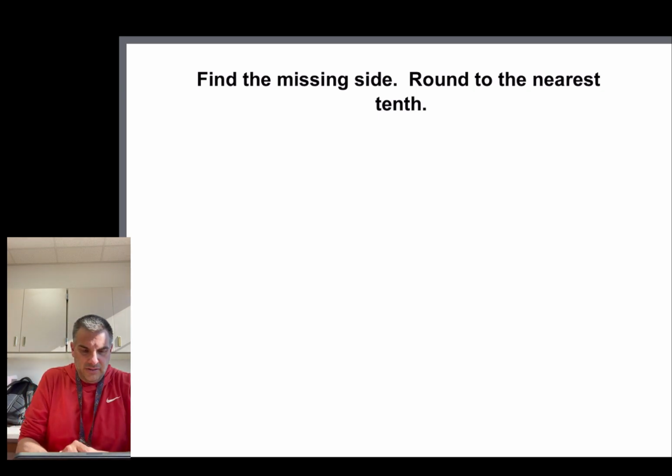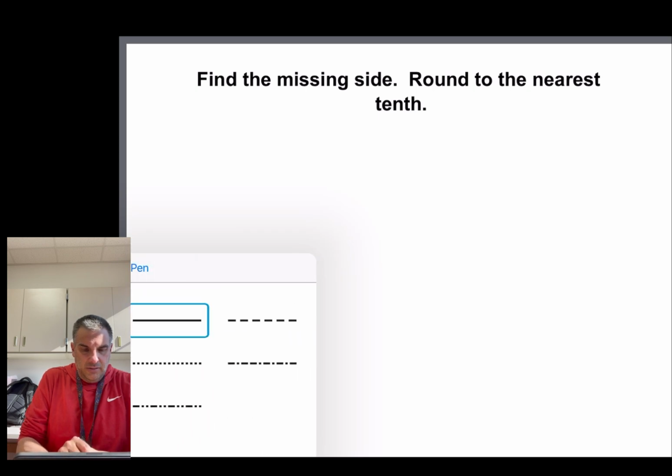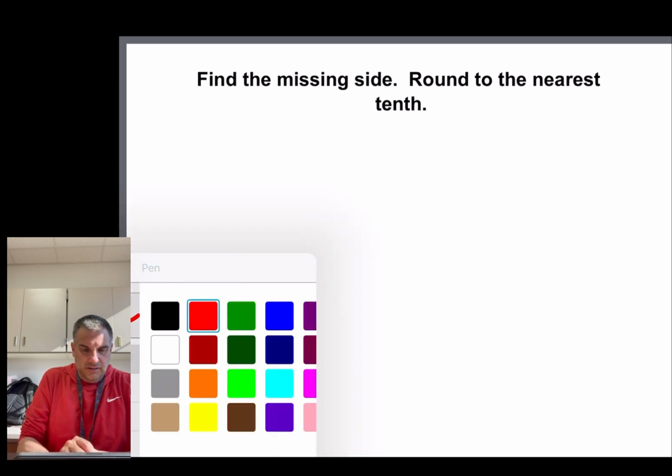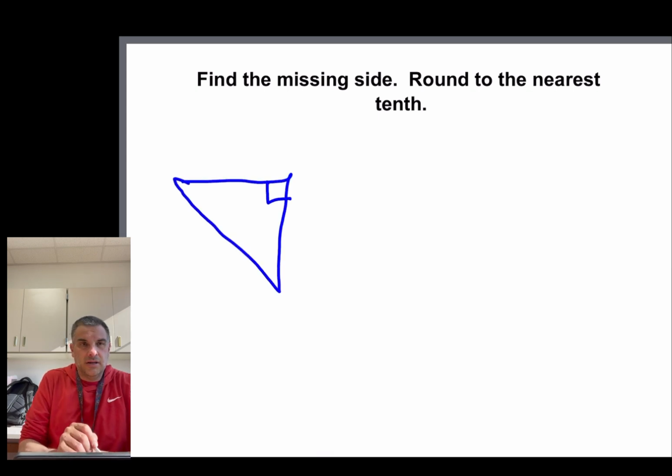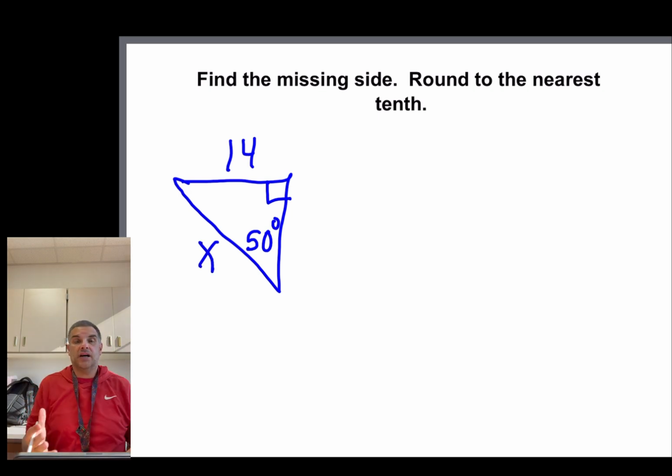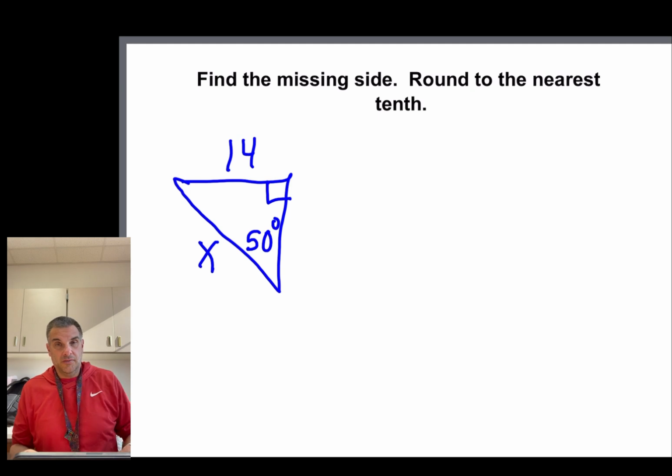So let's go ahead and draw our first triangle. So here's our triangle, nice and neat. There's our right angle. This time I'm going to tell you that this is 50 degrees. So now we know the measure of the angle. And let's say that this side is 14 and we want to find the value of x. So now we have to find the length of a missing side.